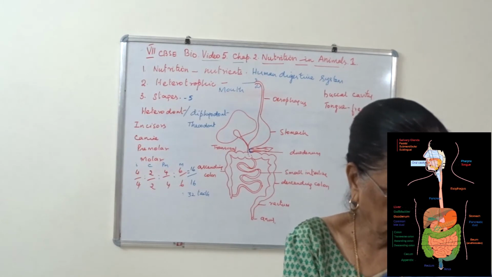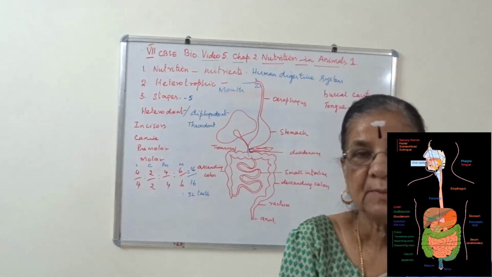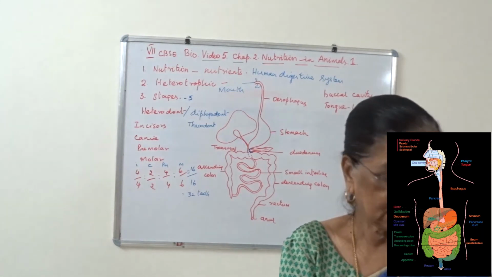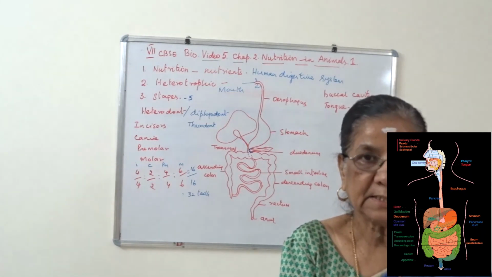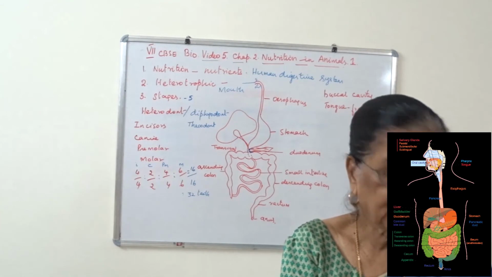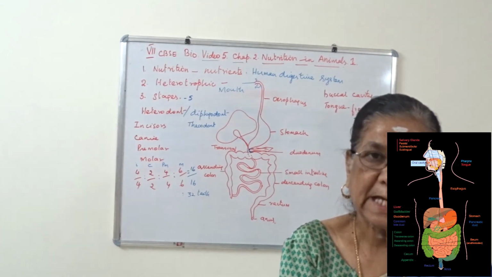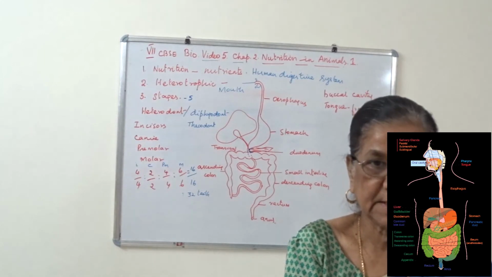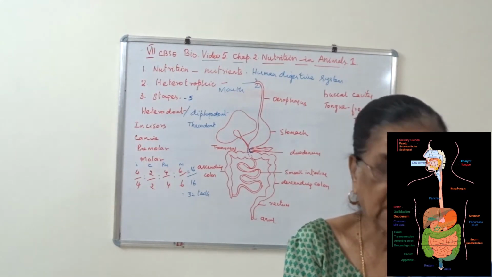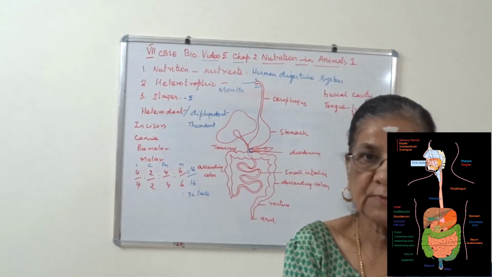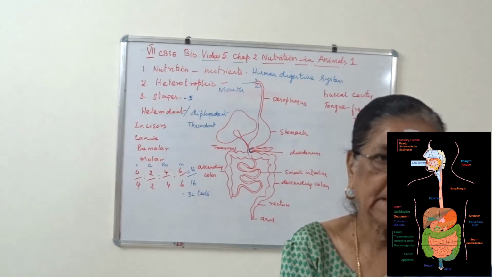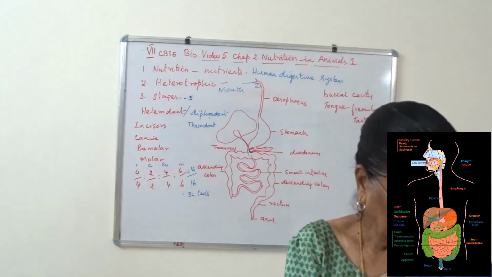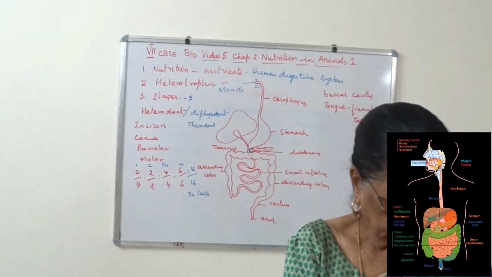Which teeth do you find for biting and cutting? Incisors. Which one for piercing? That is canine. And which ones for chewing and grinding? Premolars and molars. Both of them are meant for chewing and grinding. I hope you understand. So fill up cutting and biting.